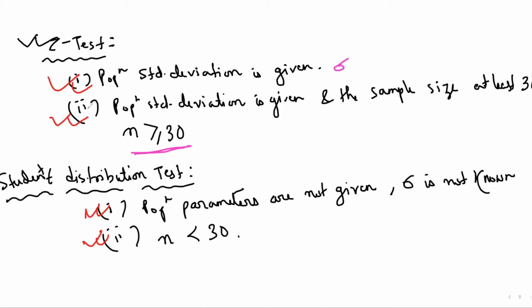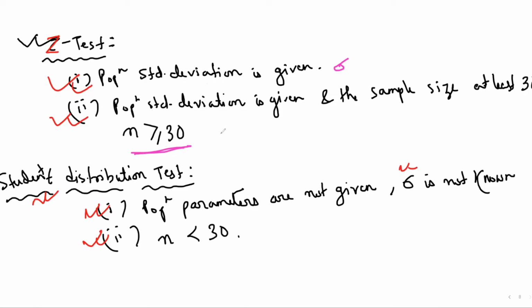So please keep it in mind which test to apply when. These are a few tricks. Whenever you see a problem statement, try to find out whether the population standard deviation is given or not, and what the size of the sample is. If it is more than 30, definitely we will go with Z test. If the size is less than 30 and population parameters, in terms of sigma, are unknown, then definitely we'll go with student T distribution test.